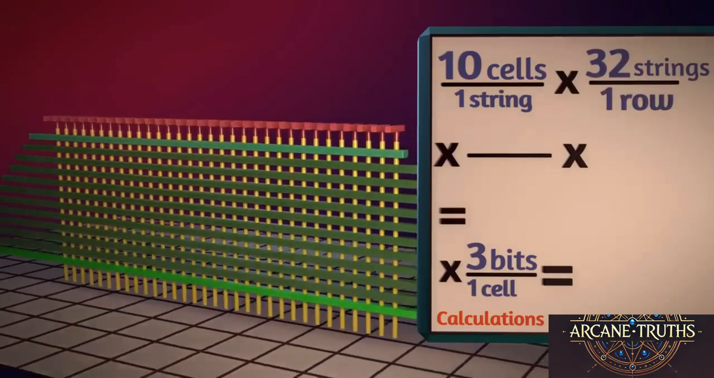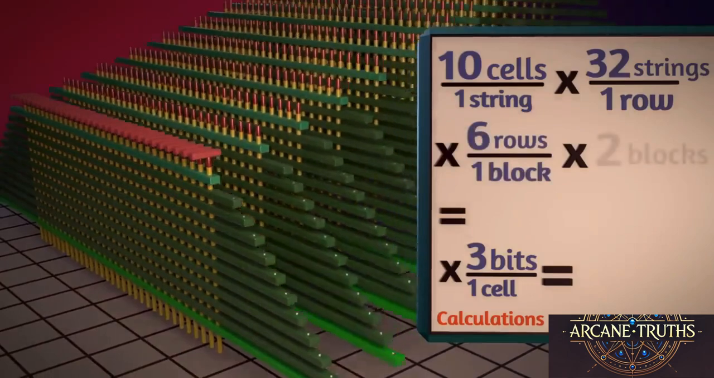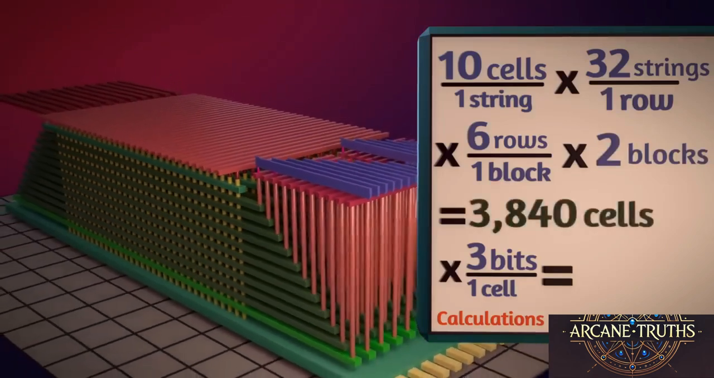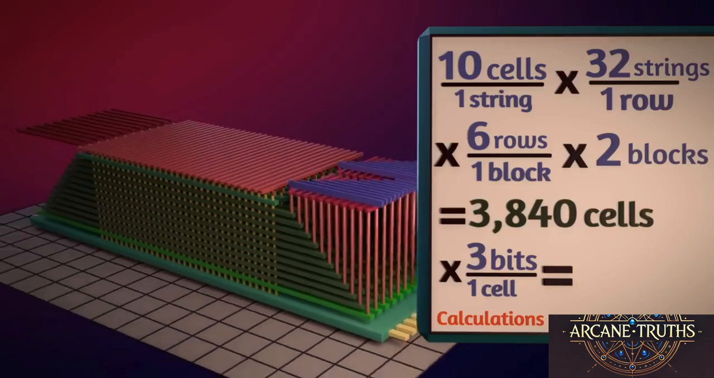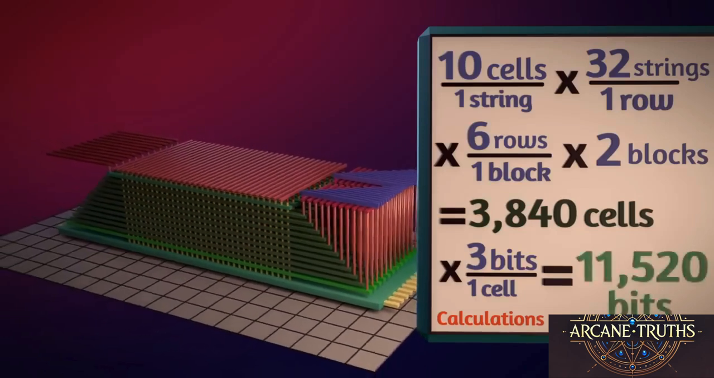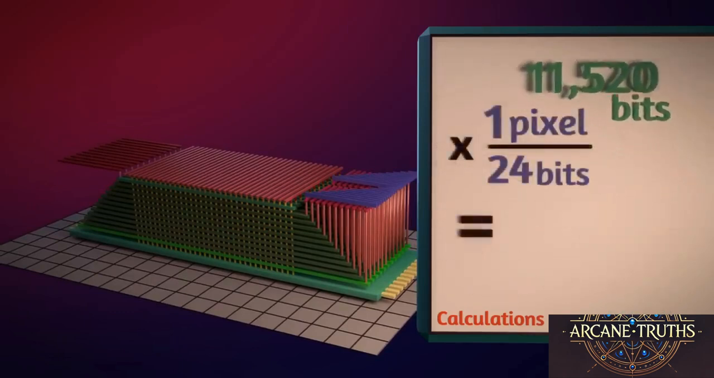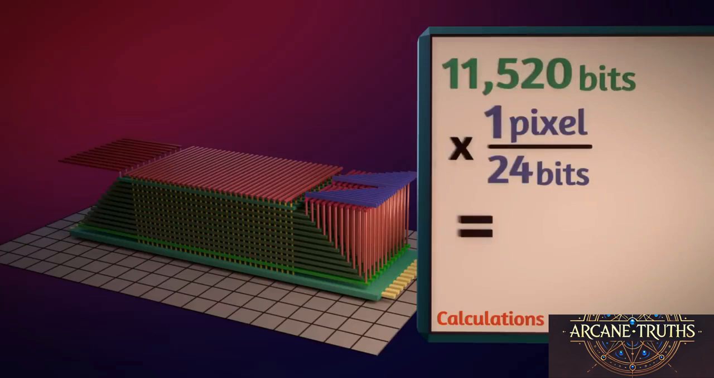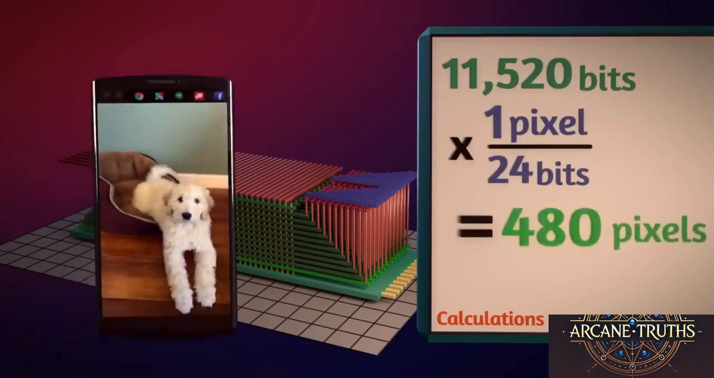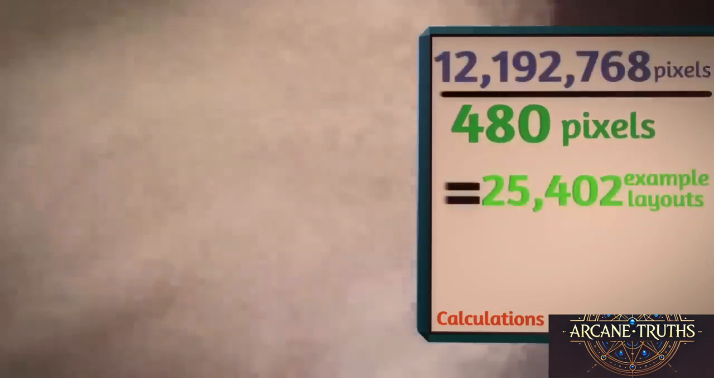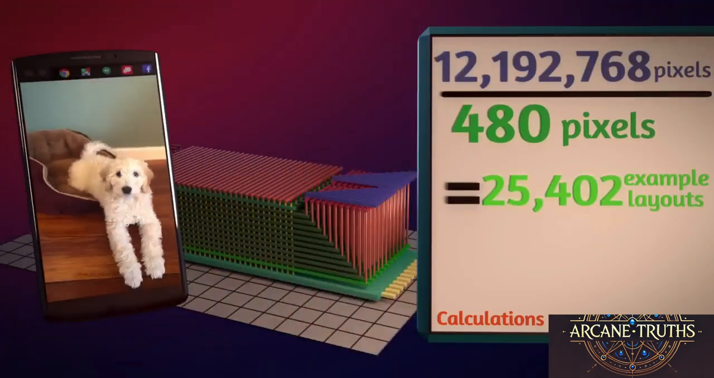Next, those pages of strings are duplicated until we have a block 6 rows deep. And here we're showing 2 blocks. Doing some quick multiplication, we find that there are 3,840 memory cells here, capable of storing a total of 11,520 bits. With each pixel in our picture requiring 24 bits, that means that we can store 480 pixels, or this much of our overall picture. That means you need about 25,000 times the size of this layout to store the contents of this single picture.